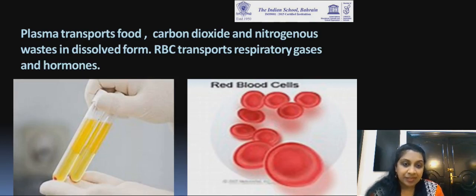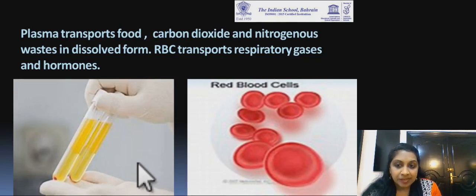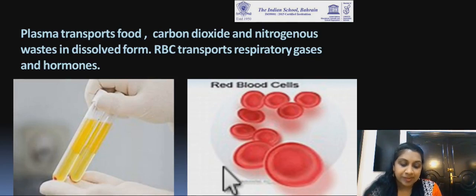The red blood cells help to transport the respiratory gases and hormones. In this slide, you all can see the picture of the plasma and the picture of the RBC or the red blood cells.